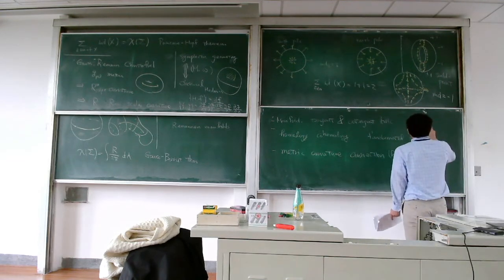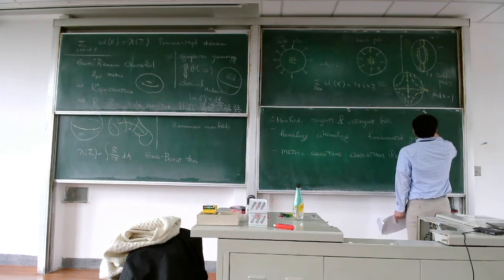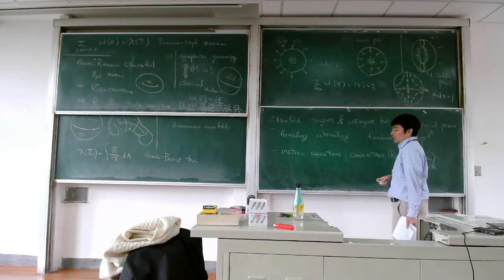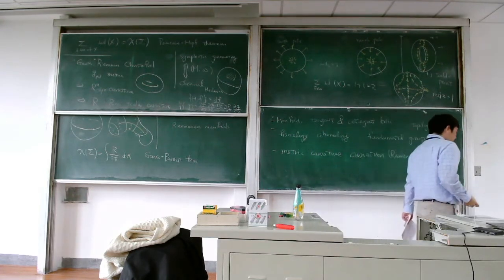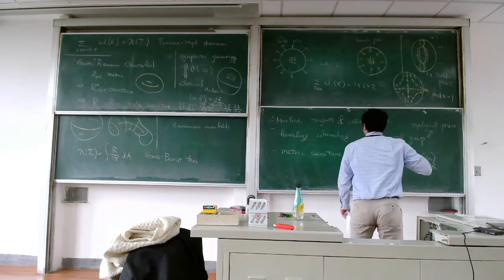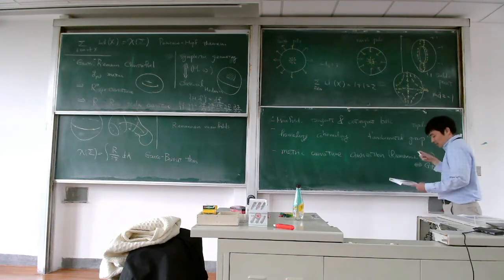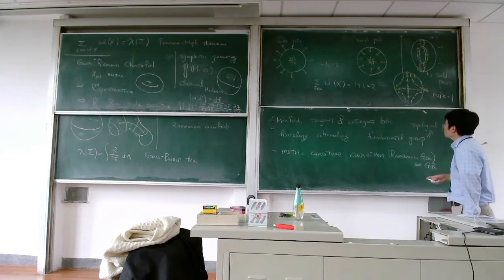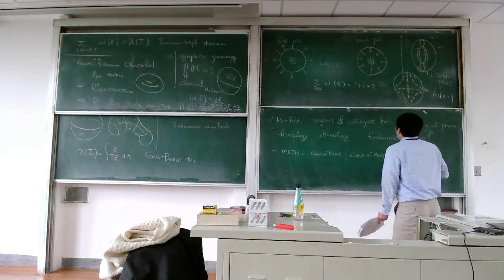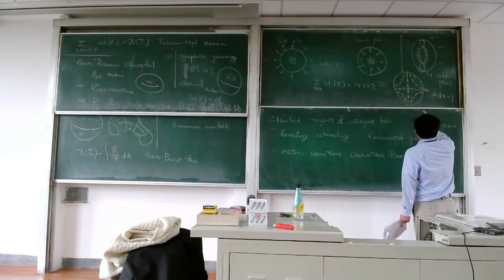People consider topological phases in condensed matter physics, and also topological phases, many things. I mean anomaly. The Chern class is used for many things: topological phases, anomaly, and so on.